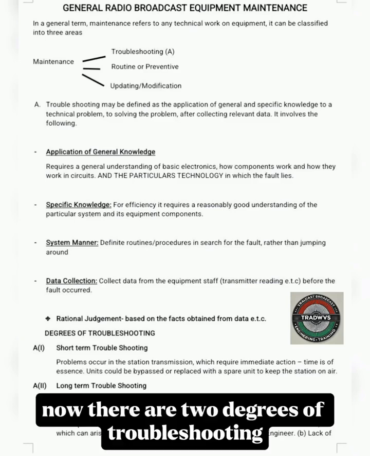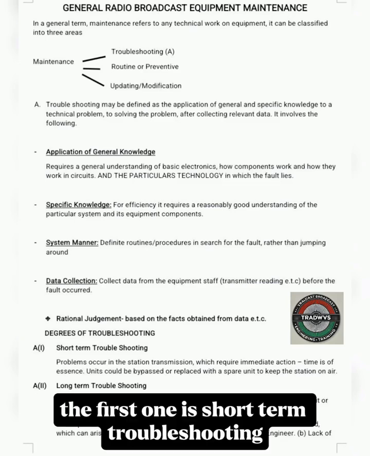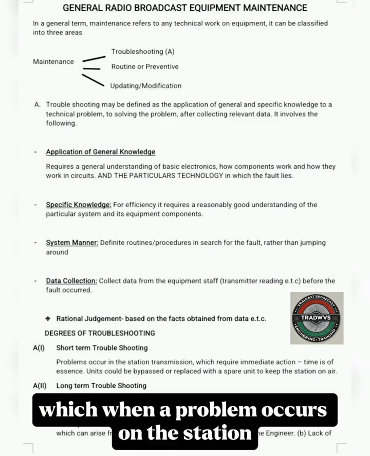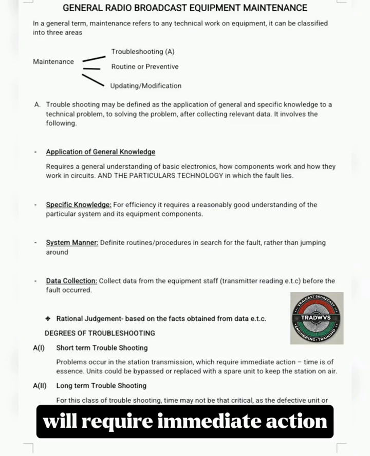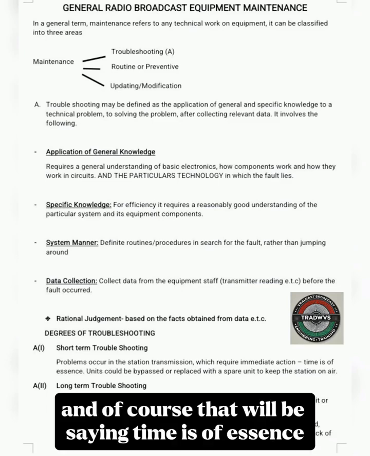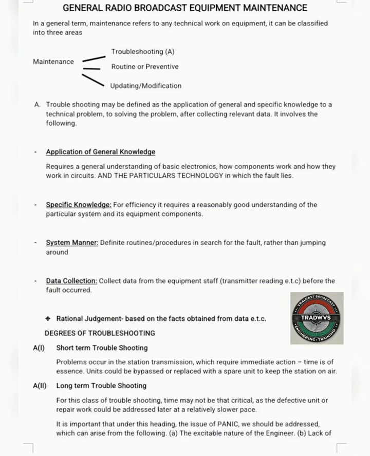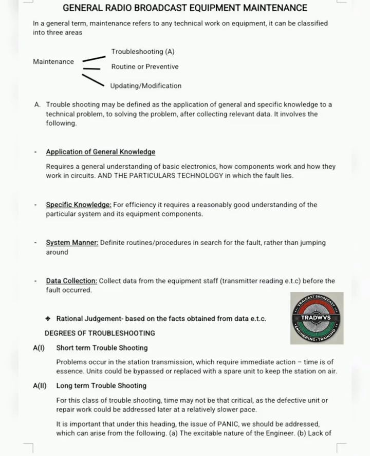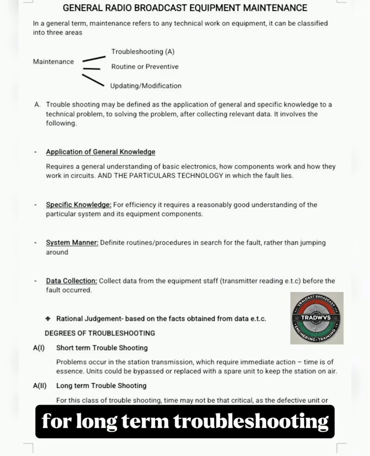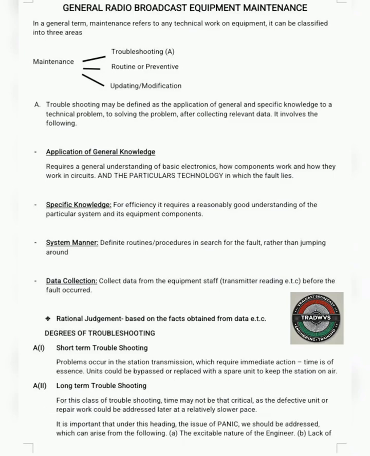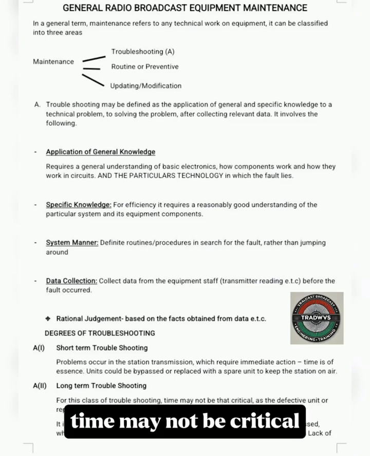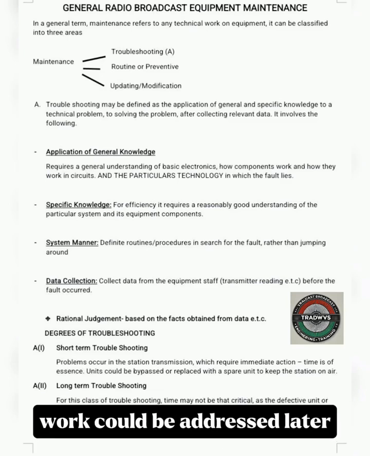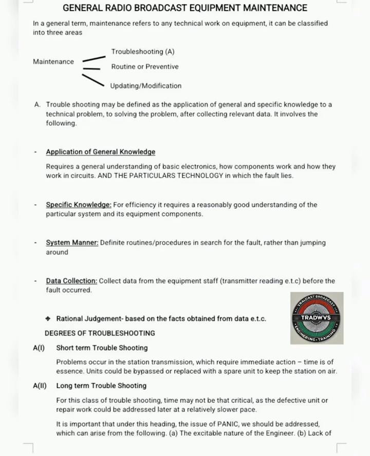Now, there are two degrees of troubleshooting. The first one is short-term troubleshooting, which, when a problem occurs on the station, will require immediate action. And of course, time is of the essence. Units could be bypassed or replaced with a spare unit to keep the station on air. For long-term troubleshooting, time may not be critical, as the defective component or repair work could be addressed later at a relatively slower pace.